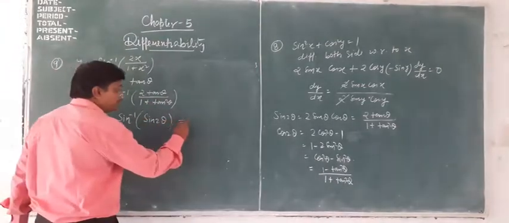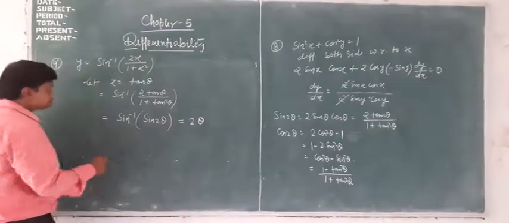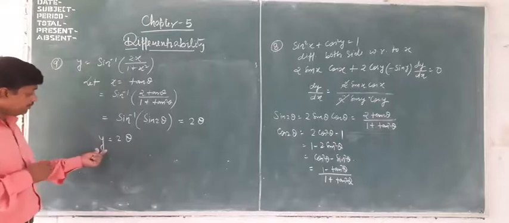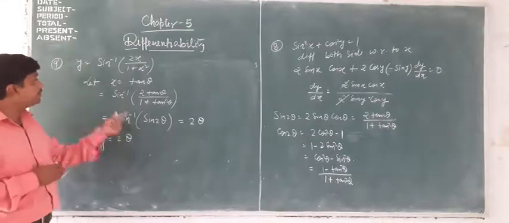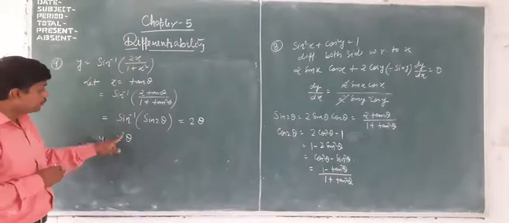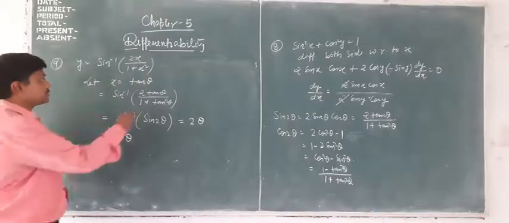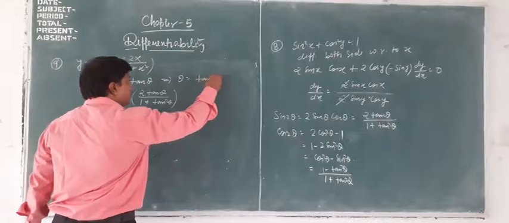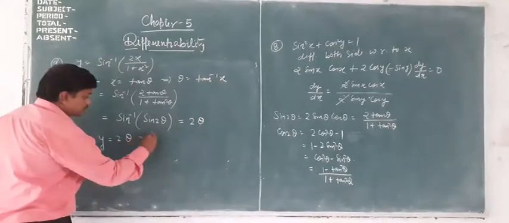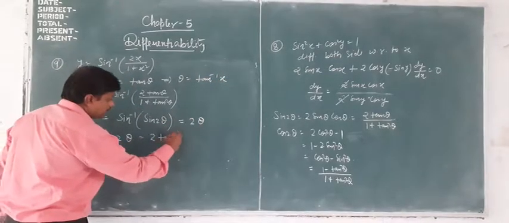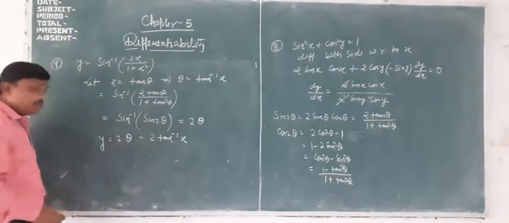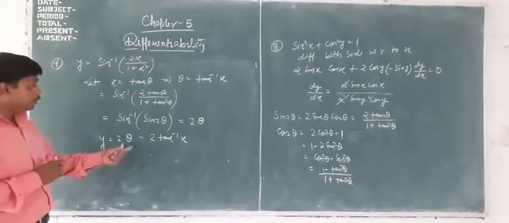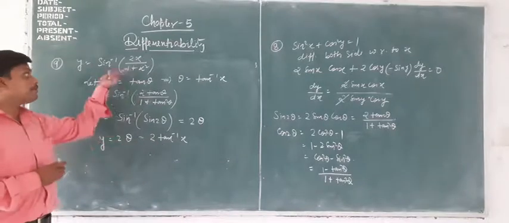So this is equal to 2 theta. So here y equal to 2 theta. But here y is a function of theta, but y is a function of x. So we have to convert this theta in terms of x. Here the value of theta equal to tan inverse x. So here this is 2 tan inverse x. Now you have to differentiate. It is very easy to differentiate this term in comparison to the original term.